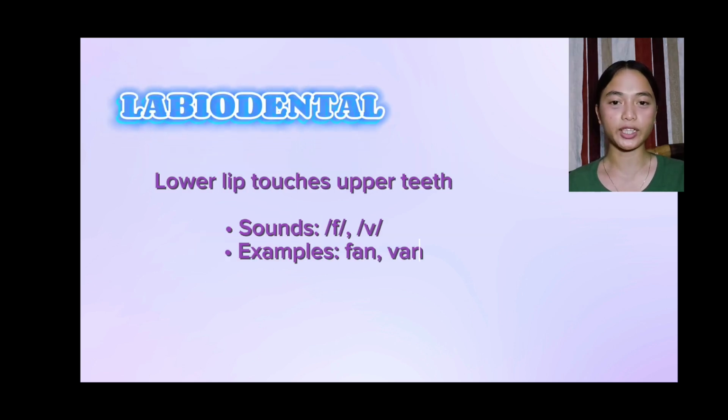Second is labiodental. The lower lip touches the upper teeth. This involves the lower lip and upper front teeth. Air is pushed through the small gap between the lip and teeth. For example, the words fan and van.